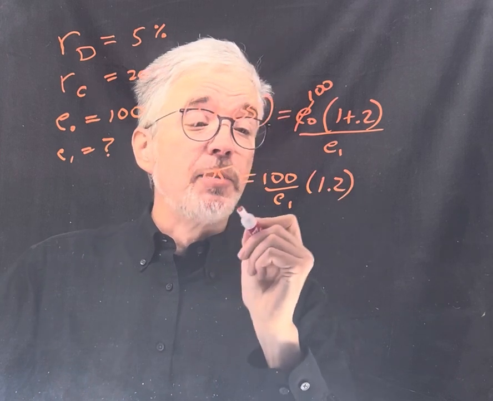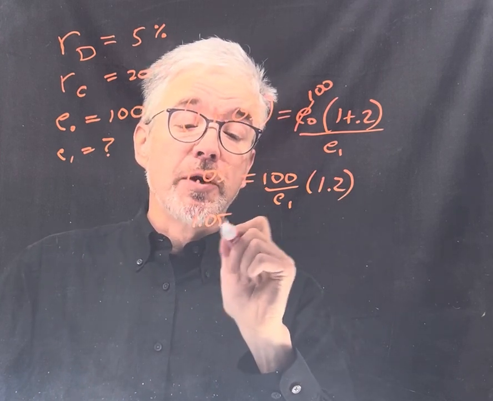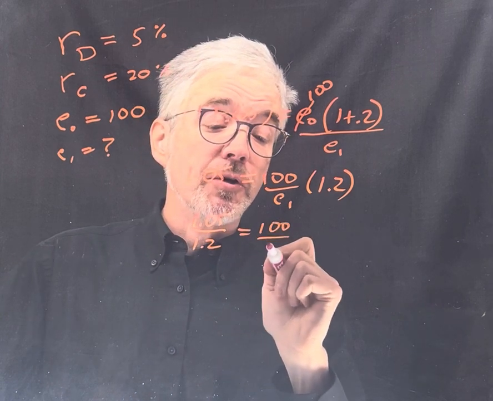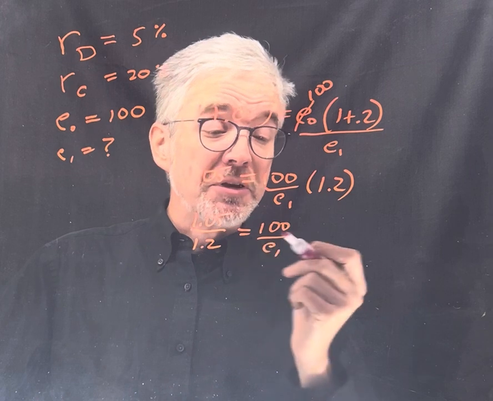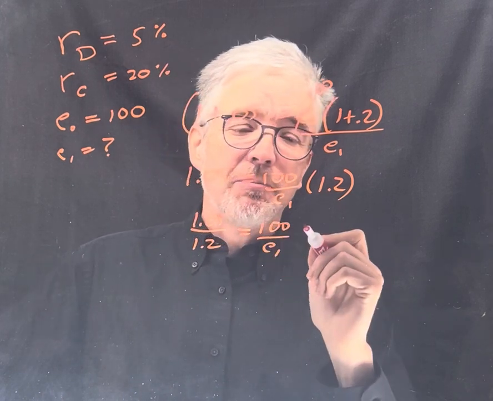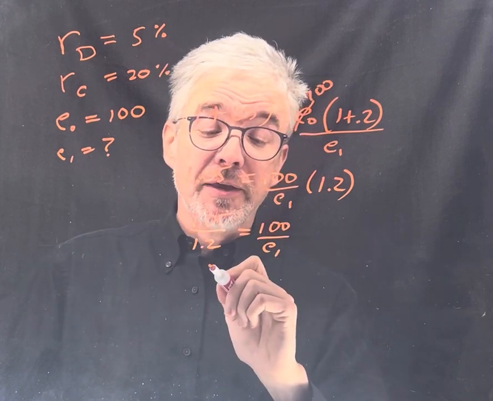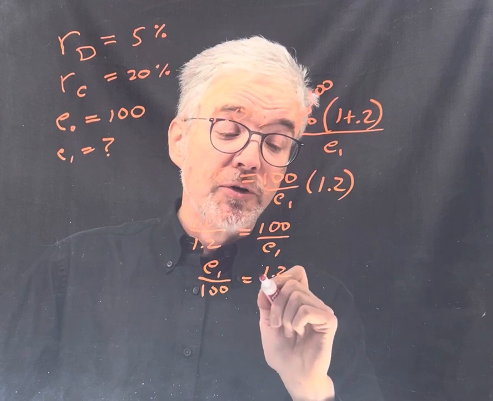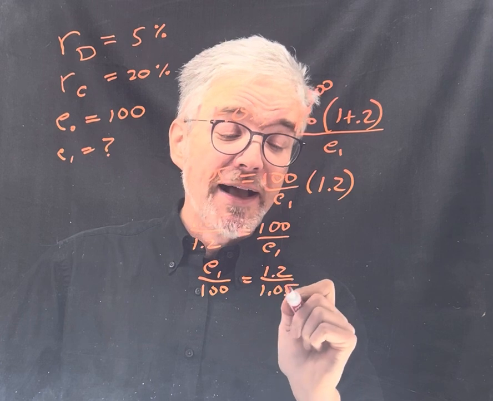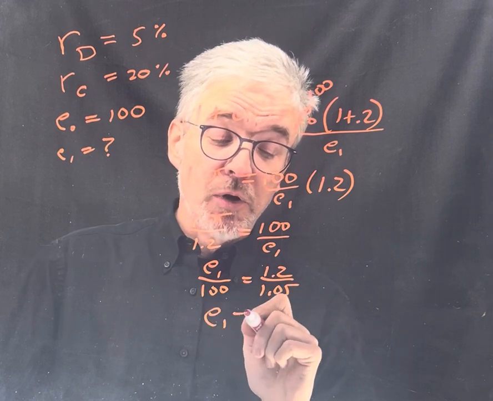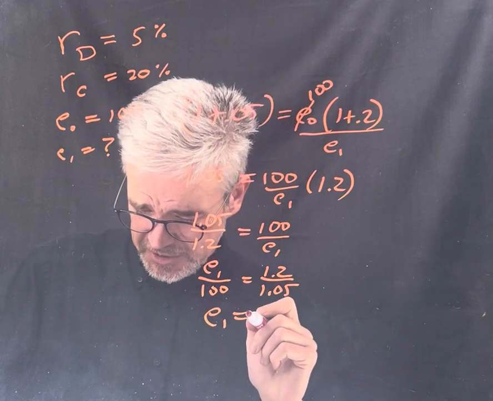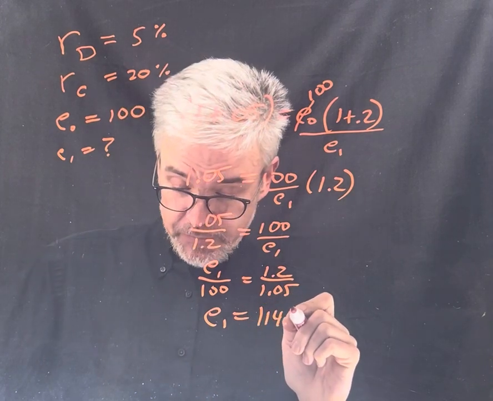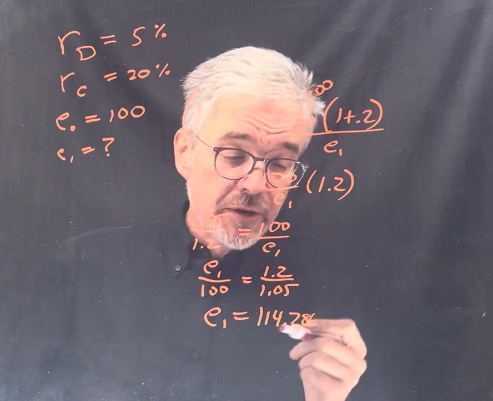So divide both sides by 1.2. 1.05 divided by 1.2 equals 100 over E1. You can flip both sides to make it a little easier to solve. So that's E1 over 100 equals 1.2 divided by 1.05. Solve out, that means E1 equals, let me check, I did this out on my calculator, 114.286.